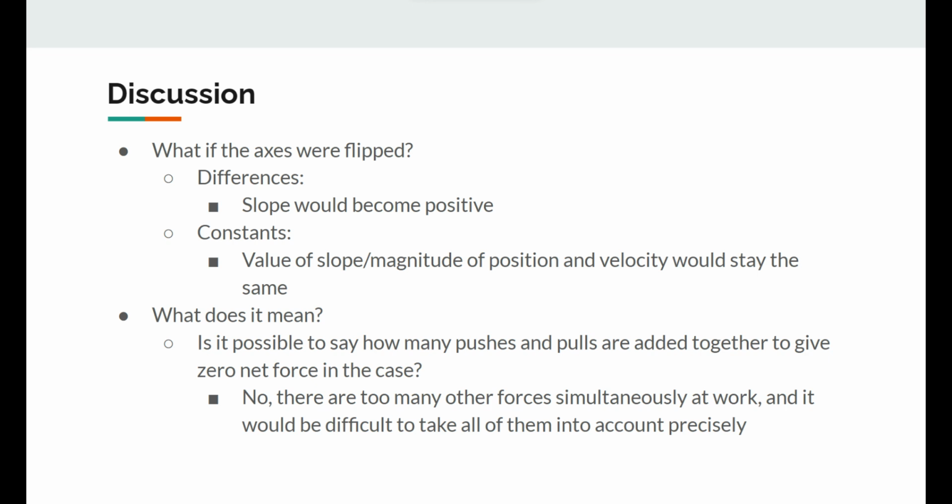The next question is: is it possible to say how many pushes and pulls are added together to give the 0 net force in this case? Simply put, no. There are too many other forces simultaneously at work, such as friction and air resistance, and it would be too difficult to take all of them into account precisely and calculate them.